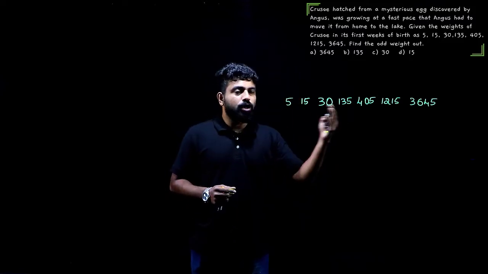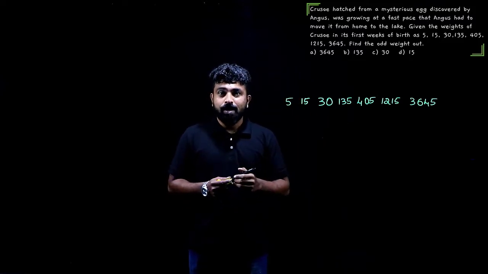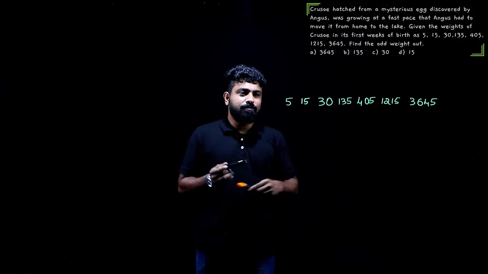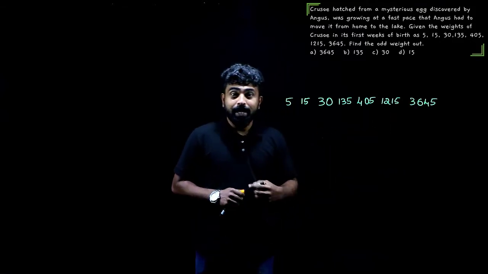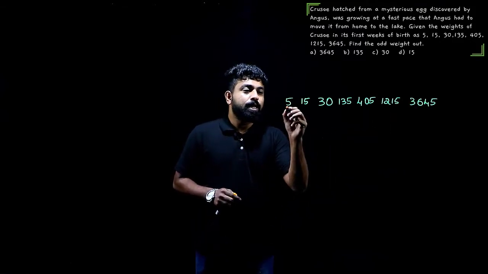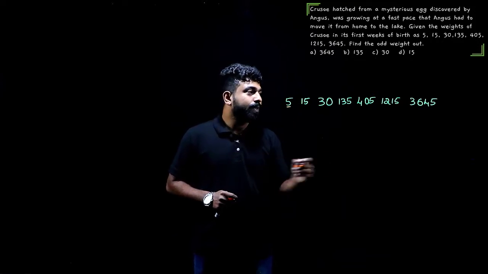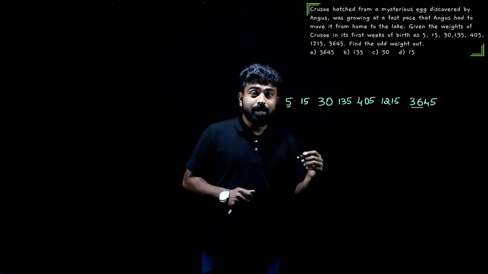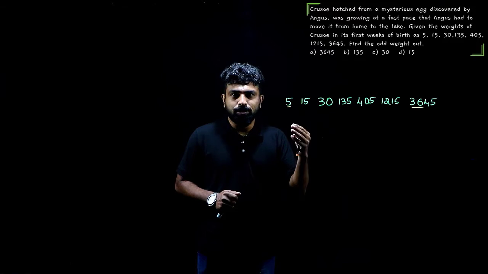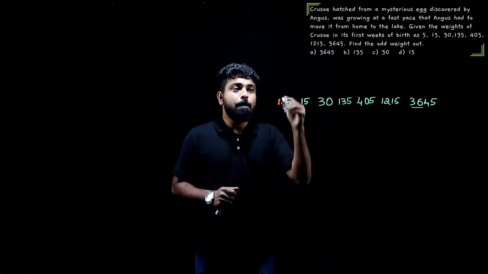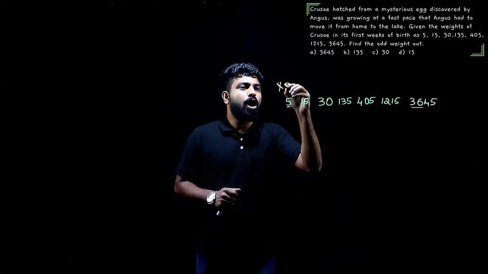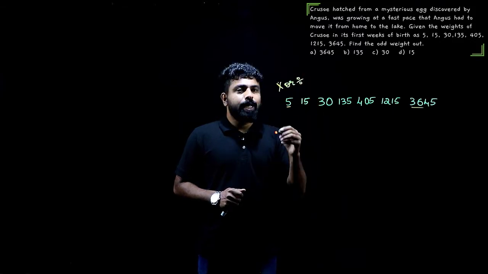Whenever we have questions on number series, what do we need to do? Our first step is to compare the first term and the last term. Take the difference between them. The first term in this case is 5 and the last term is 3645. The difference between them is very huge. Hence we know that there must be multiplication or division involved in the series.